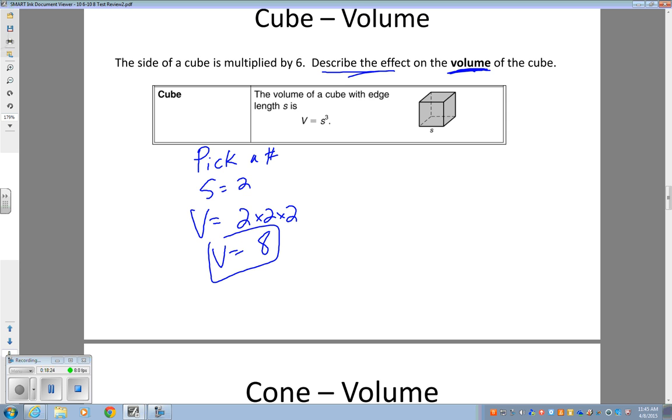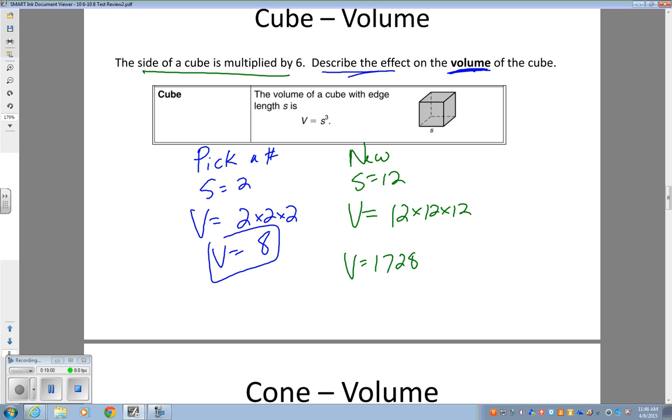All right, now we're going to take that side and we're going to multiply it by 6. So our new side would be 12. No, since the side of the cube is multiplied by 6, what would be the new volume? How'd you get that? You're right. Yeah, do 12 times 12 times 12, which is 12 cubed.